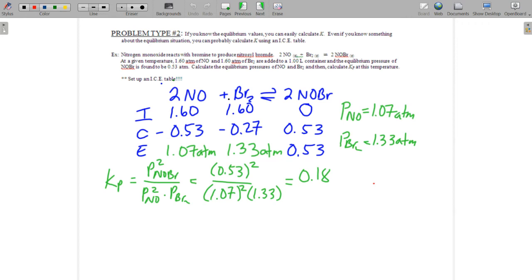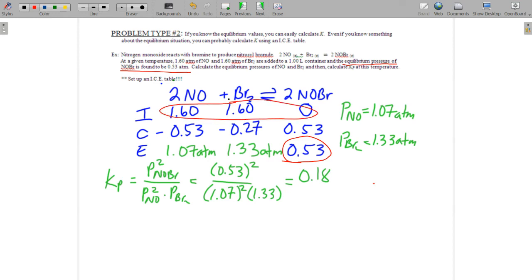So now what you see here is that the ICE table is set up for you. Hopefully you were able to come up with the ICE table. So you know that the 1.60 goes with the NO, that you wrote the balanced chemical equation. Now, here's the really different part about this problem, is that you don't necessarily have to know the change and the equilibrium, because what it tells you is that the equilibrium pressure of NOBr is supposed to be 0.53. So in the blue is all the stuff that they told us in the problem.